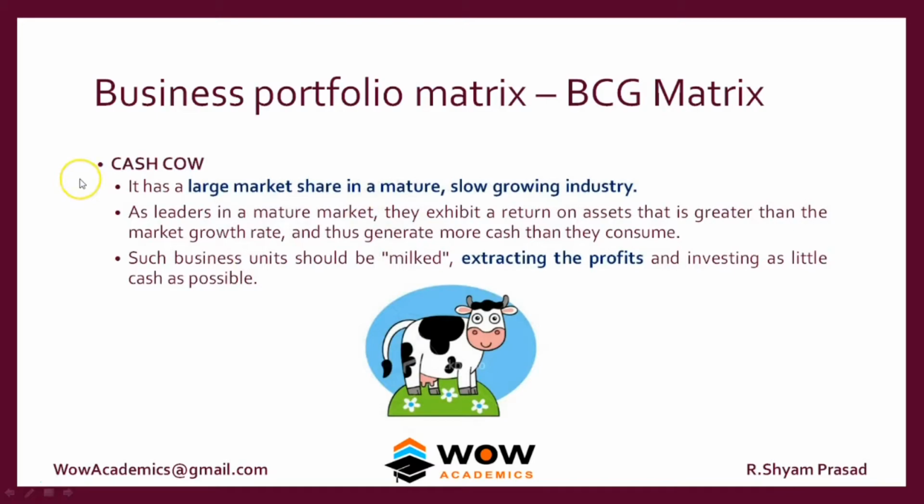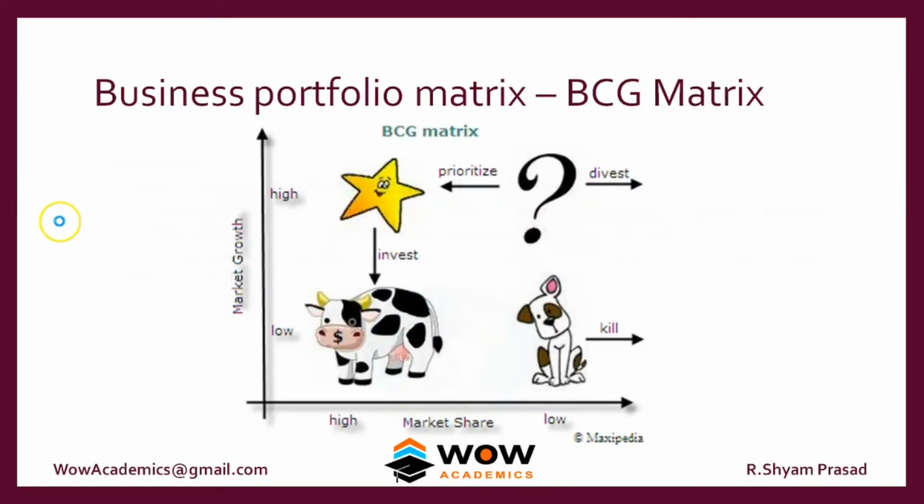So we will see what the implication of being in a box is. Okay, so we'll start from cash cow. It has a large market share in a mature, slow growing industry. So the products here have a high market share. These products are selling more when compared to our competitors' products. But can we sell more of these products in future? No, because year on year the sales are not going to rise very fast. It is a mature market, and usually we'll be selling the same number of units even in future years. Even if it grows, it's going to grow only in a very small way.